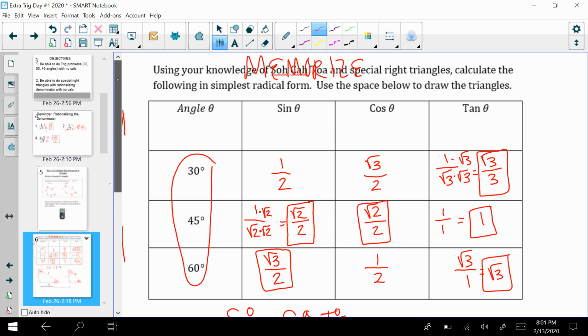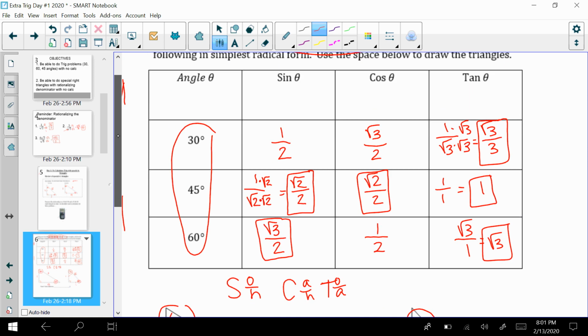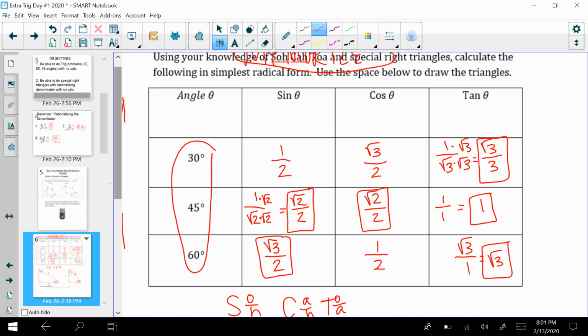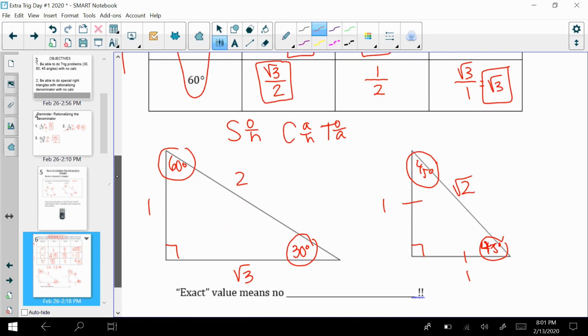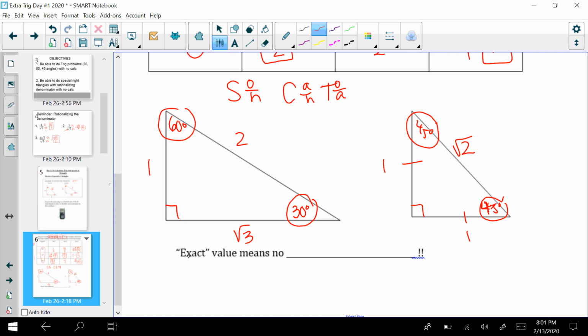So here's your chart. And again, the more you have memorized, the better. It's just quicker to have them memorized. And if you finish the lesson early, maybe you could make flashcards today if you have time for them. And when it says find the exact value, that means no rounding. So you don't want decimal approximations. You want it in radical form.